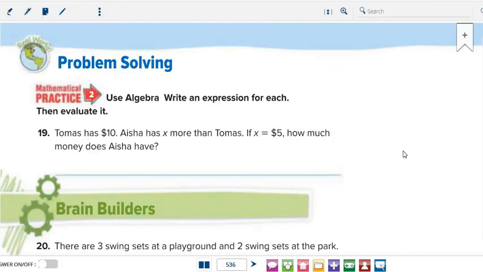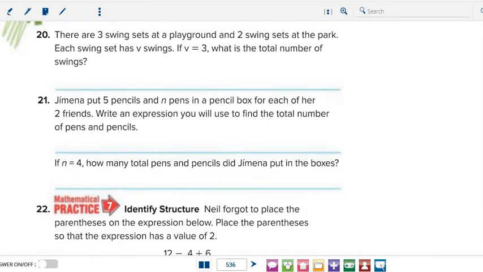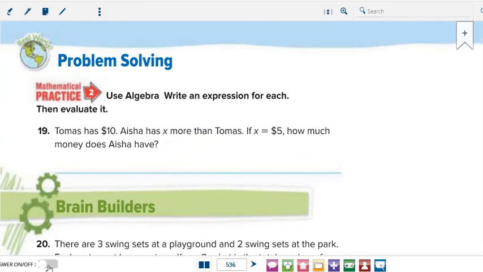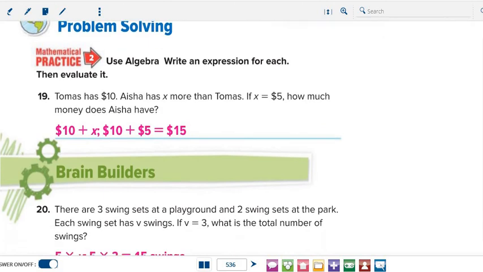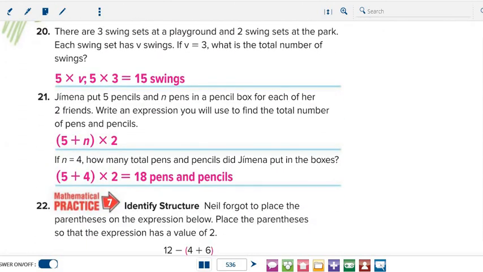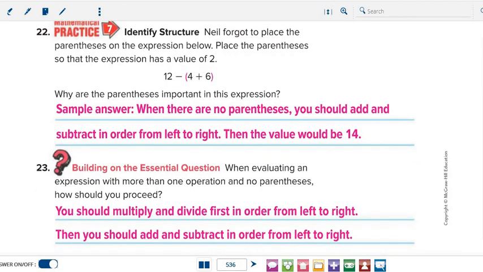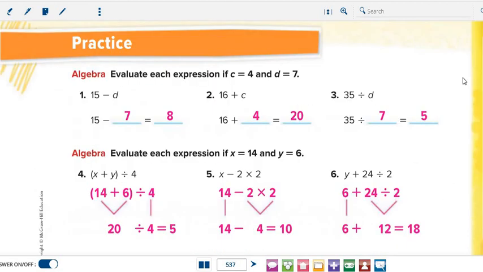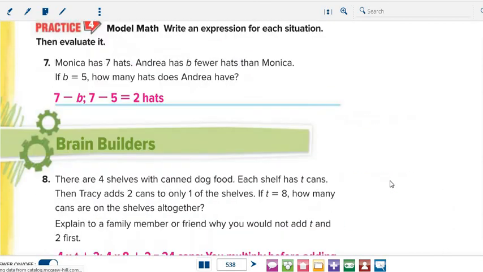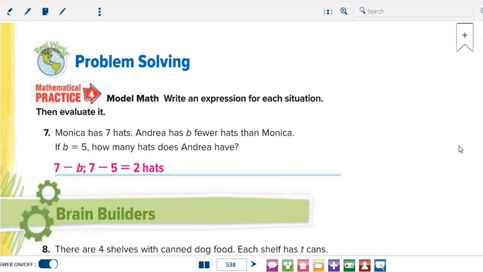Now it's your turn, grade 3, so please try to solve these questions by yourself, and then when you finish, you can check your answers here. And here you can check your answers. This is page number 537, and this is page number 538.